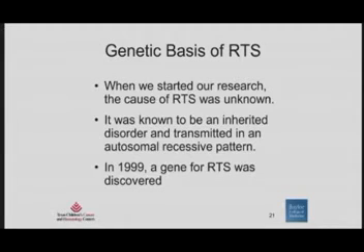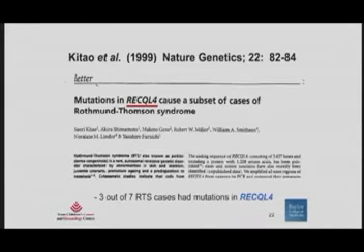When we started our research, the cause of RTS was unknown. It was known to be an inherited disorder and transmitted in an autosomal recessive pattern. Finally, in 1999, a gene for RTS was discovered. The gene was described first by Kitao et al. in Japan, and the gene's name is RECQL4. It was found to be mutated in 3 out of the 7 RTS cases that they studied.